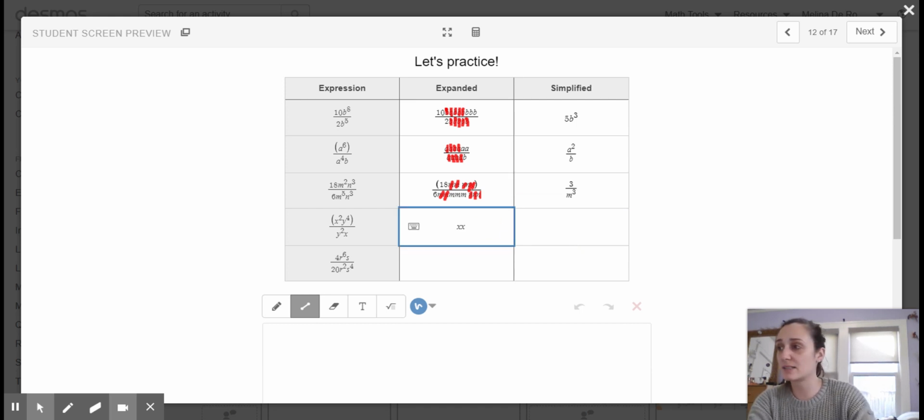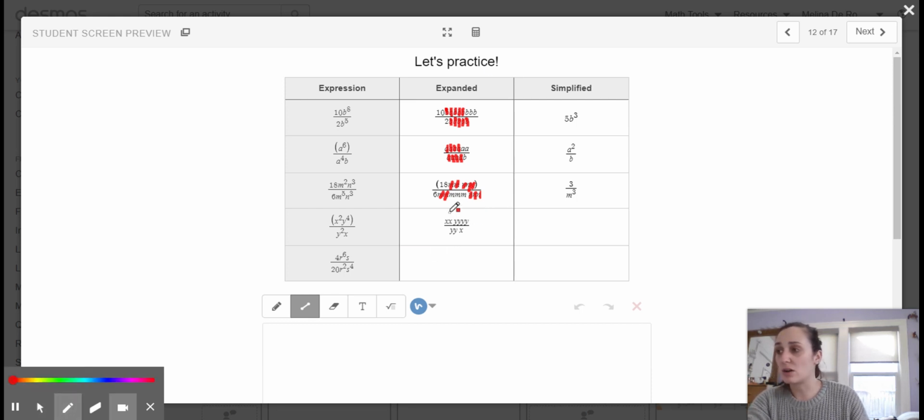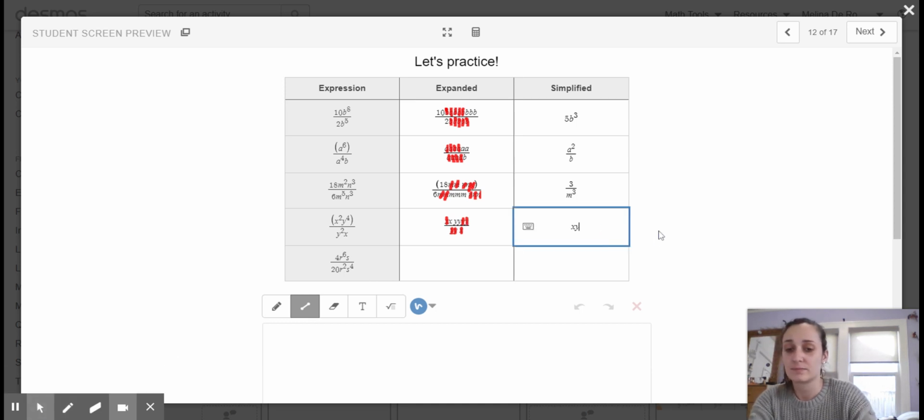Next one, x, 1, 2, 3, 4 y's divided by 2 y's and an x. It doesn't matter what order they're in because this is all just a multiplication problem. I see 1 x in the top and 1 x in the bottom. I have 2 y's in the bottom, so they cancel out with 2 y's in the top. Now what I'm left over with is 1 x and 2 y's.